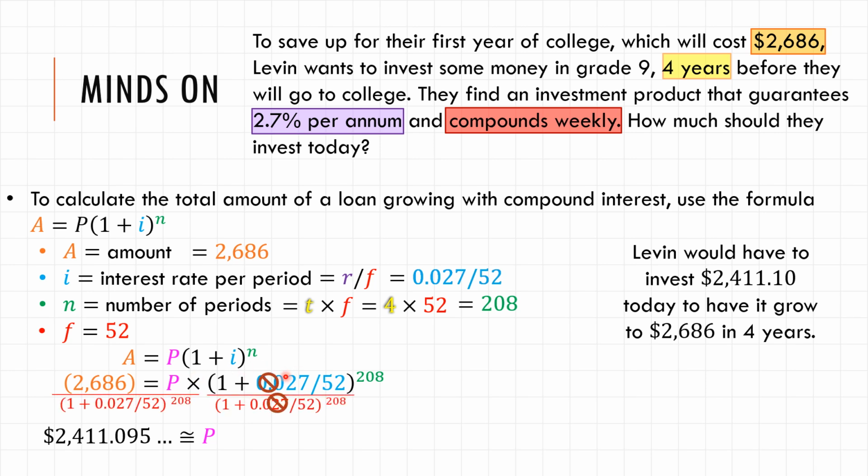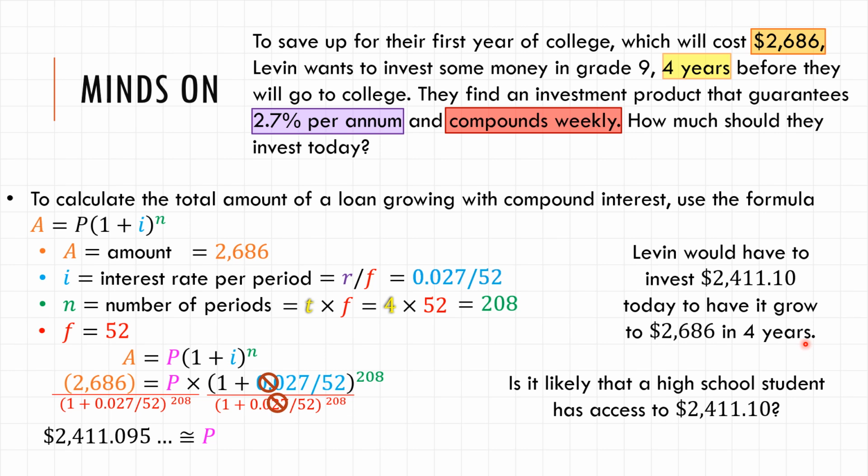And when we do that, something like this should happen. You'd divide both sides by that amount. And notice what I did. I just wrote the entire expression the way you see it here. And that got me $2,411 and about 10 cents once I did the same thing to the left side. And that's the amount she would have to invest today if she wanted it to grow to $2,686 in 4 years.